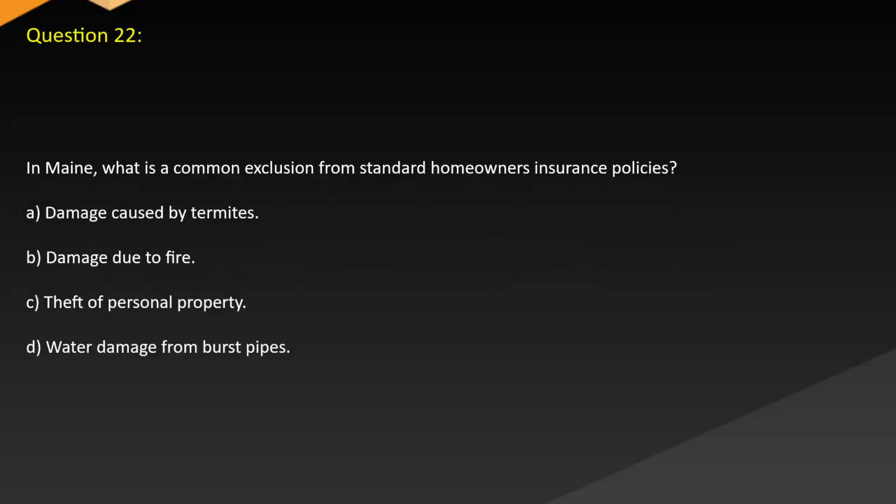Question 22. In Maine, what is a common exclusion from standard homeowners insurance policies? A. Damage caused by termites. B. Damage due to fire. C. Theft of personal property. D. Water damage from burst pipes.